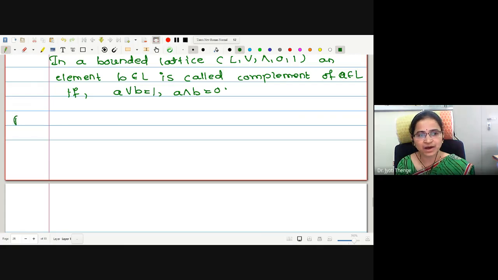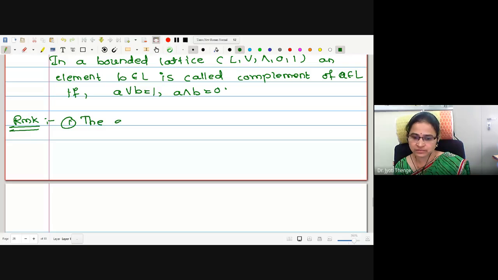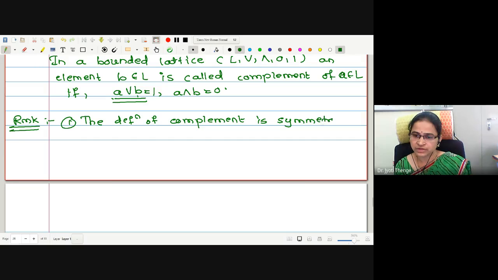We will write some remarks on this complemented lattice. I will tell you that with an example also, no doubt. The definition of complement is symmetric. Why is it symmetric? Because if I am saying B is the complement of A, can I say A is the complement of B? Correct? Therefore, this definition is symmetric.